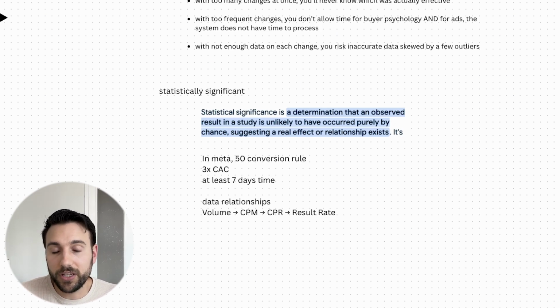In Meta, the 50 conversion over 7-day rule, like I talked about earlier, is just for platform learnings. And I think this is even more important now as they're relying much more heavily on their algorithm and their platform. That 50 conversion rule is going to be much, much more important, and you need to be sticking to that.